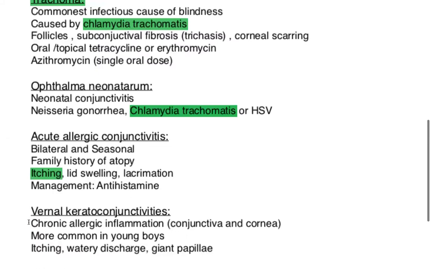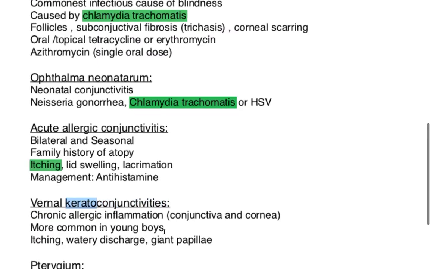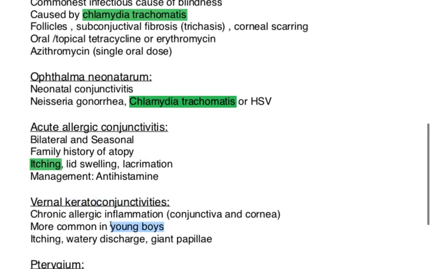دي chronic allergic inflammation, so it's not acute, it's chronic. And it doesn't just affect the conjunctivitis, it also affects the cornea. الكورنيا بيسموها kerato, so keratoconjunctivitis. So it's cornea and conjunctiva. This is more common in young boys.